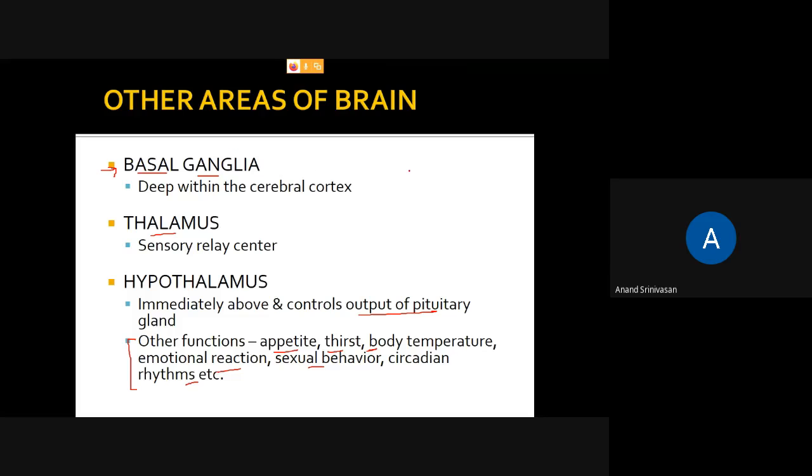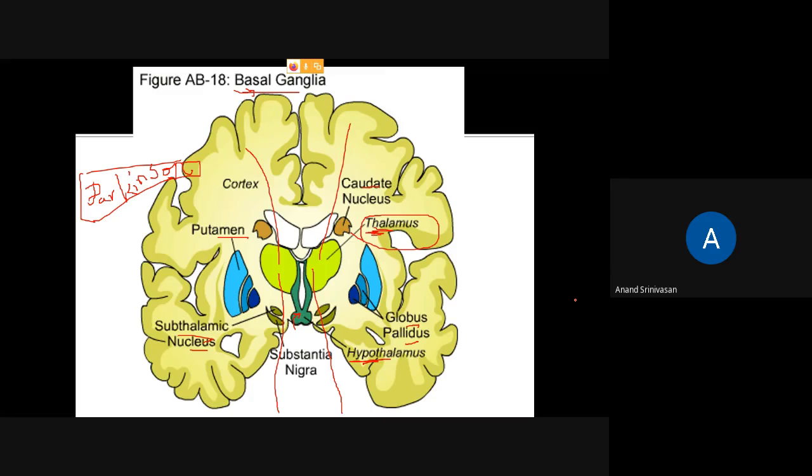What is the name of the chemical? And what happens if this chemical is depleted? It's dopamine. You already know that Parkinson's is because of dopamine. So the dopamine will be less, and as a result, the person will have tremor in his hands, and he will be having difficulty in walking, etc. So this is regarding the basal ganglia.